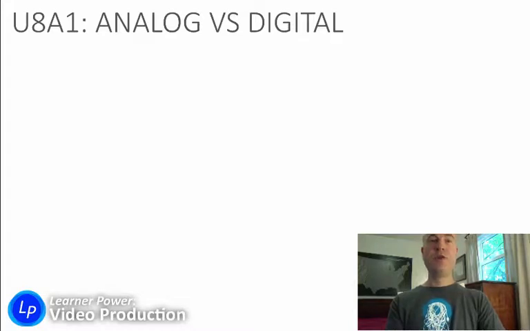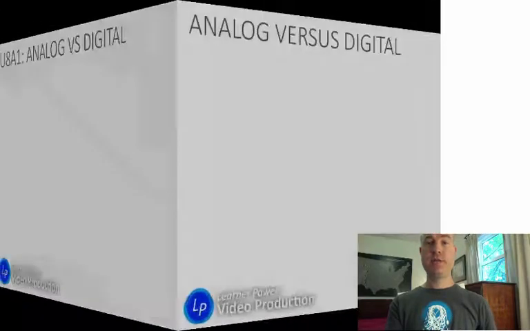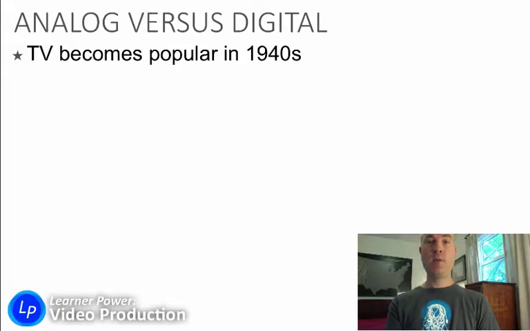And getting technical, Unit 8A1 is about the difference between analog television and digital television. Those of us who've been in video production for a little while have seen this transition. Some of you might be new to it, so this could be somewhat of a history lesson. Television has been around for a long time.